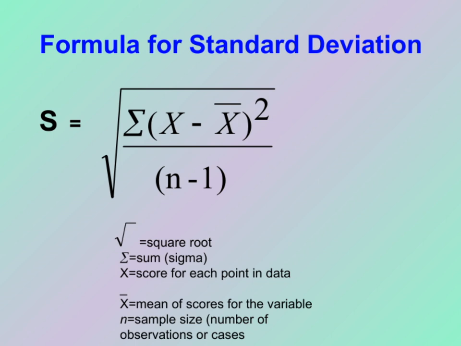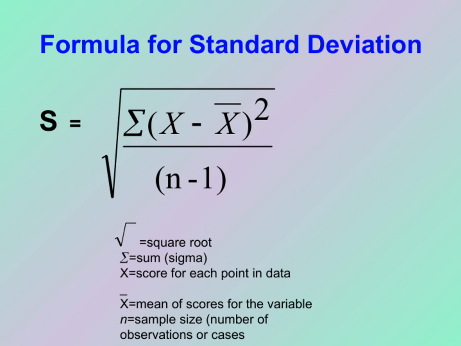The square root symbol indicates we're taking the square root of the entire calculation, which helps us bring the units back to the original scale of the data. The sigma, or the sum symbol, tells us to add up all the values that follow. In this case, we're summing the squared differences between each score and the mean. X represents each individual data point or score in our dataset, and X-bar, or X with a line over it, is the mean of all those scores, essentially the average.